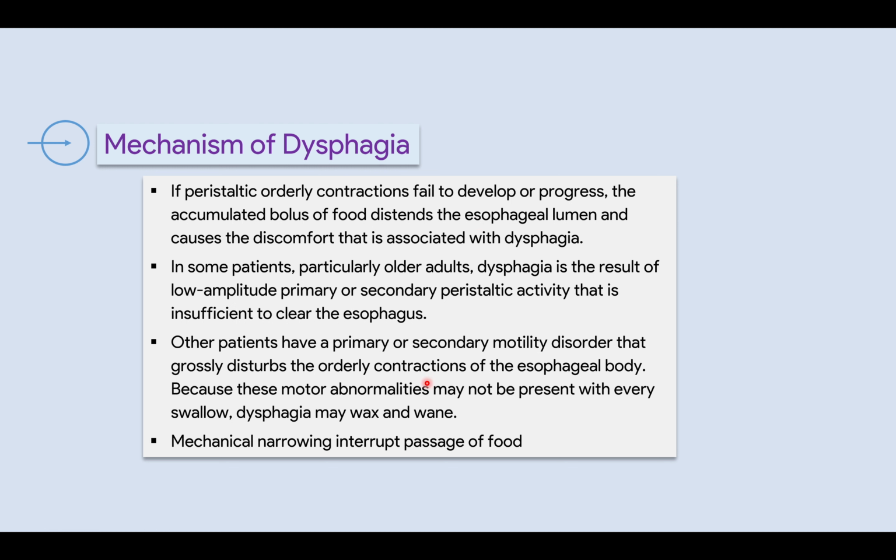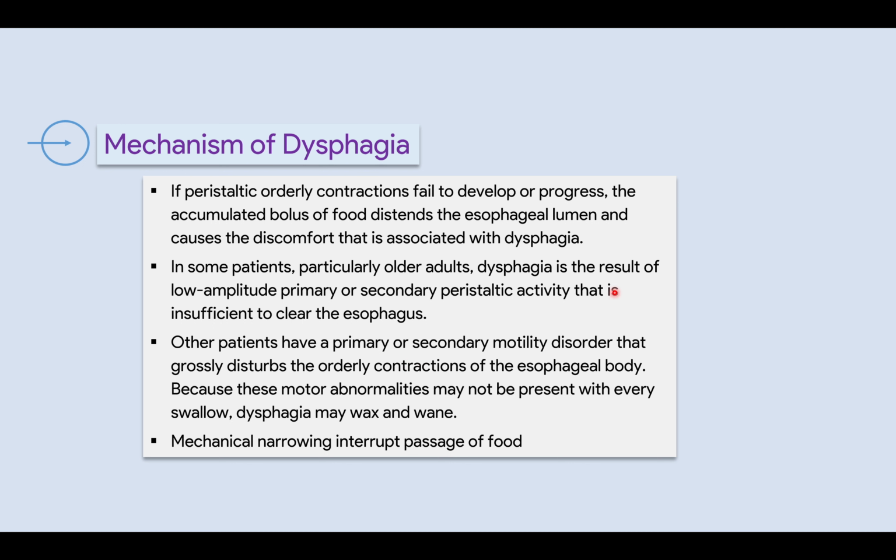So the accumulated bolus of food distends the esophageal lumen and causes a discomfort that is associated with dysphagia. In some patients, like the elderly, dysphagia is a result of low amplitude primary or secondary peristaltic activity that is insufficient to clear the esophagus. Other patients have a primary or secondary motility disorder, that means one that grossly disturbs the orderly contraction of the esophageal body.